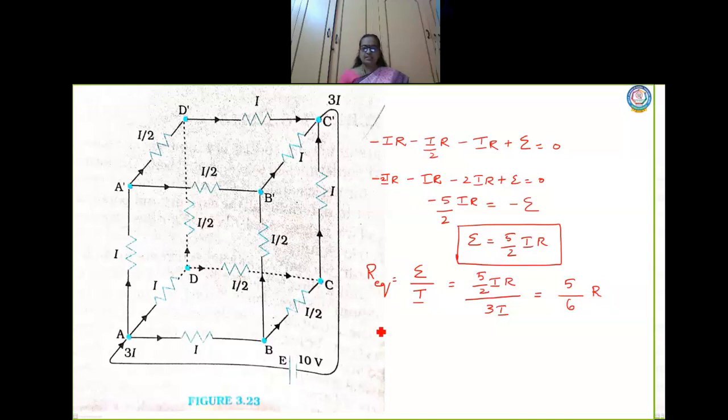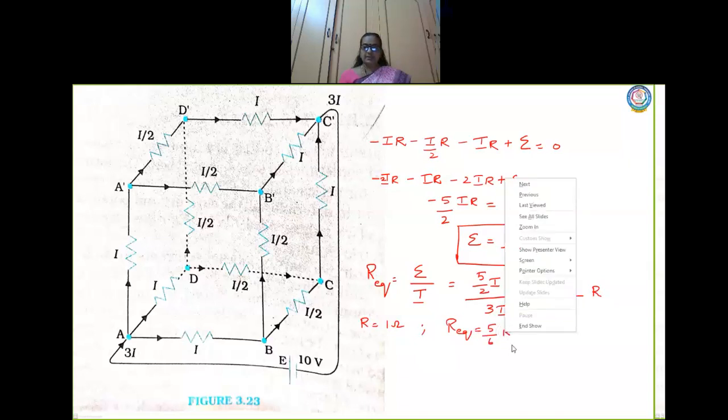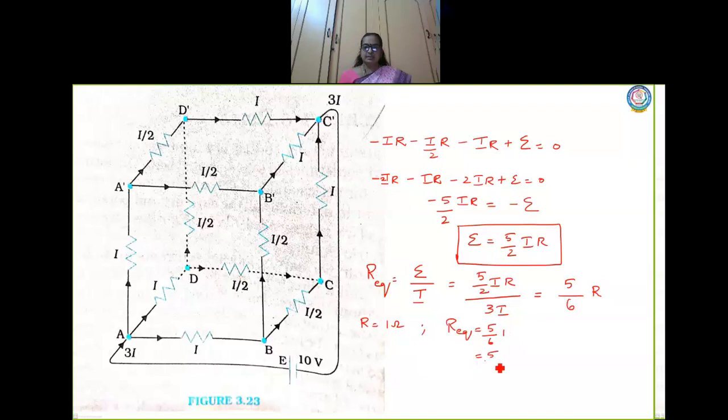Now let us take the value of resistor to be 1 ohm, because each resistance has got 1 ohm. It is already given in the question. So R equivalent is, now this is the resistance of each resistor, and we know the value of equivalent resistance to be 5 by 6 R. When you multiply by 1, this will be 5 by 6 ohm.